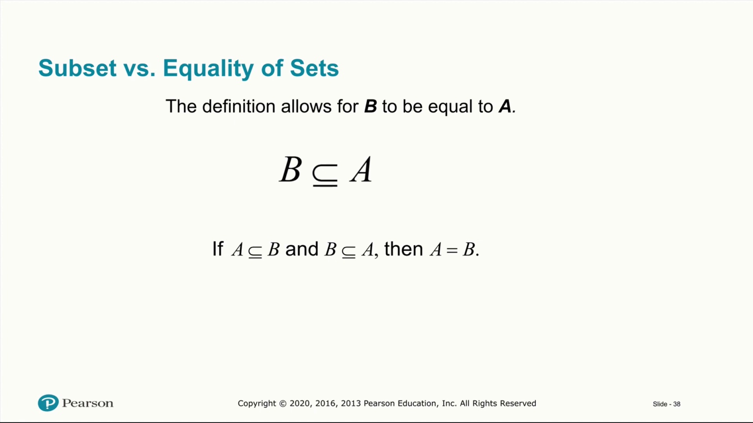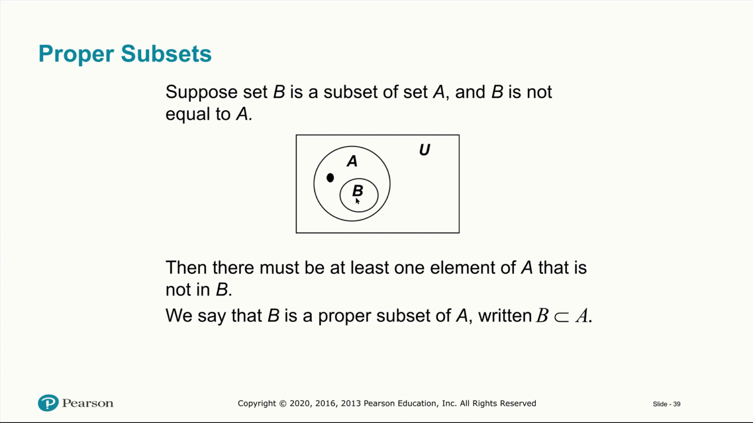There are subsets that can never be equal, and we have a name for them. We call them proper subsets. We'll look at that next. Now, if you have a set B that is a subset of a set A, and B is not equal to A, then there's at least one element inside A that's not in B, right? In this case, we say that B is a proper subset of A.